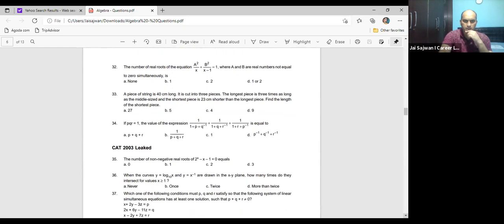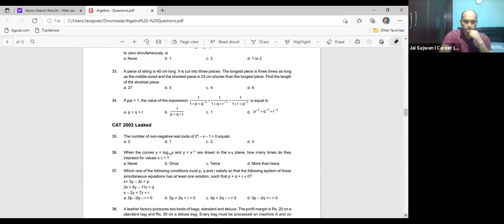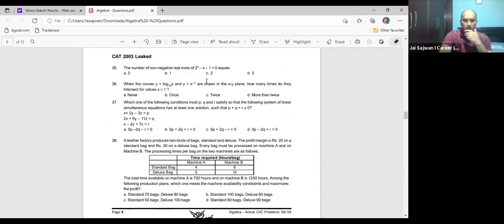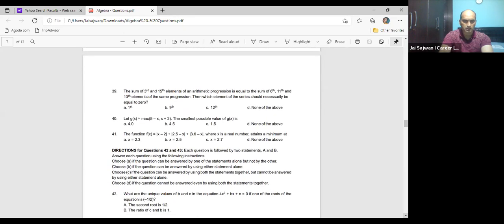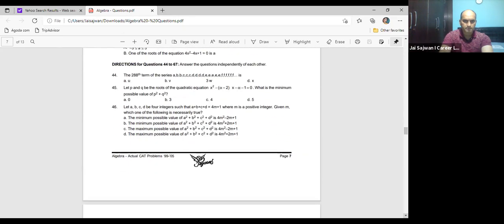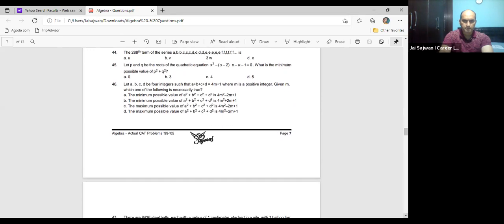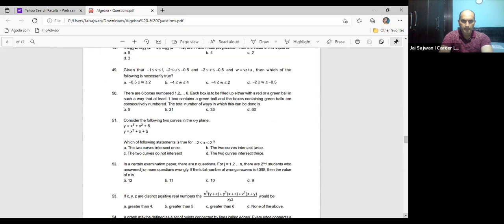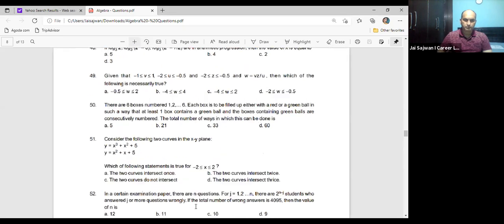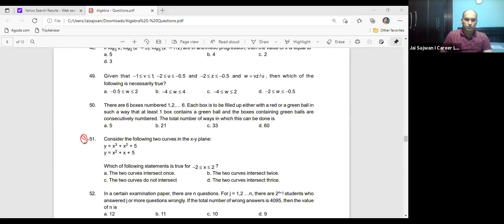This is what we did yesterday. I think question number 35 was the last question we talked about. Question number 37 we also discussed in the last class. Question number 45 was also done. Okay, let's come to question number 51. What should be the answer of question number 51 here? Please try to solve question number 51.